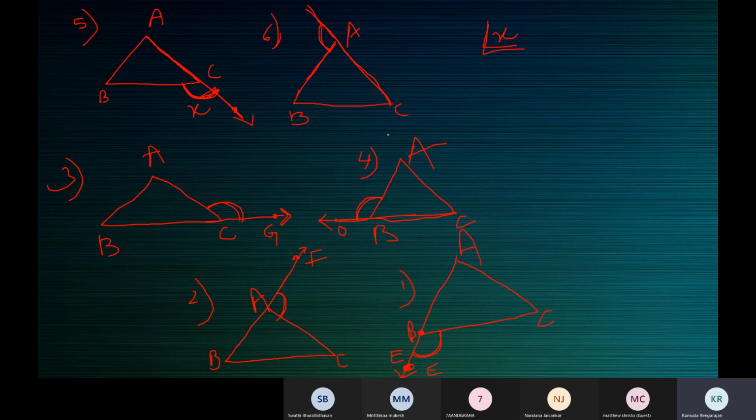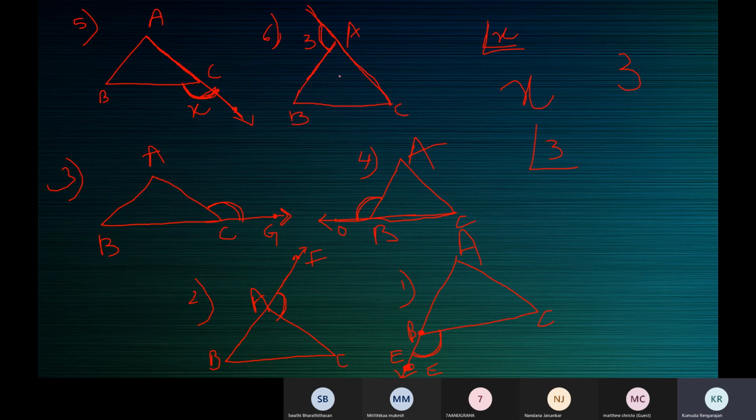X is the angle. The exterior angle is X. That's all. We use this angle symbol only for capital letters and for numbers. If I number this 3, which is the exterior angle? Angle 3. You should not say simply 3.